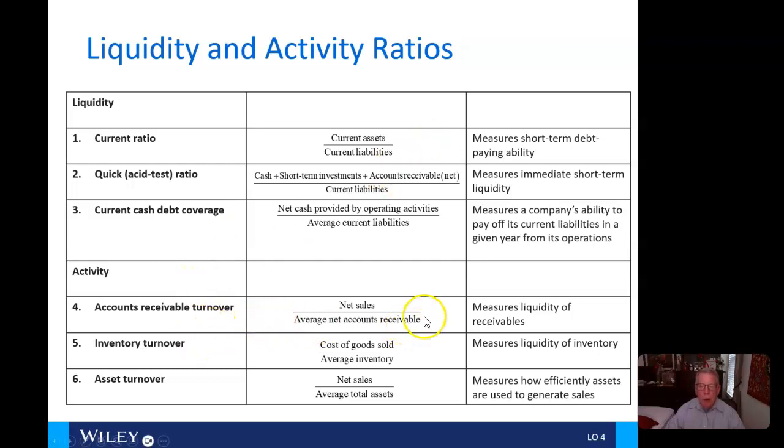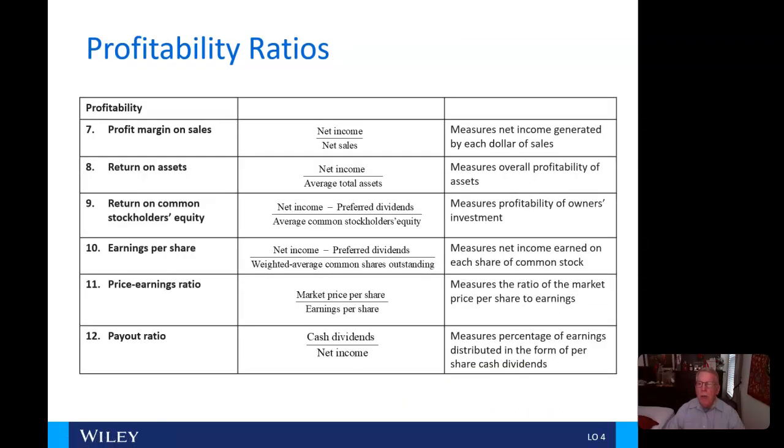Accounts receivable turnover, here we take net sales divided by the average net accounts receivable. That's a measurement of the liquidity of those receivables. We want them to turn over fast. Fast turnover is desirable, slow is not. And inventory turns, same thing, the liquidity of our inventory. Inventory we're measuring here, and asset turnover measures how efficiently our assets are used to generate sales.